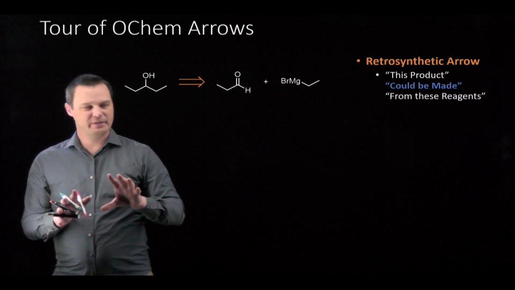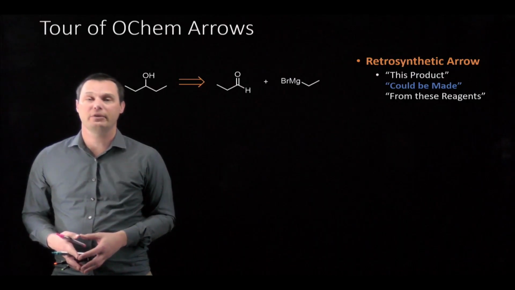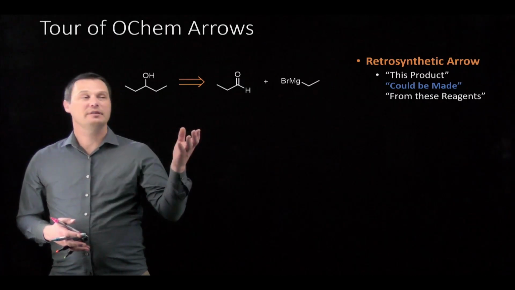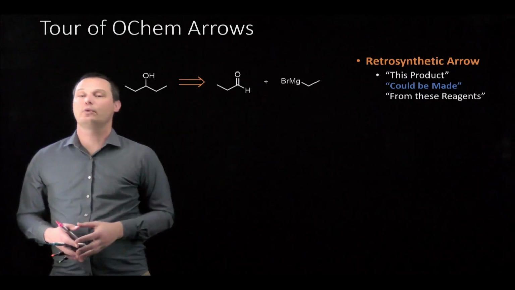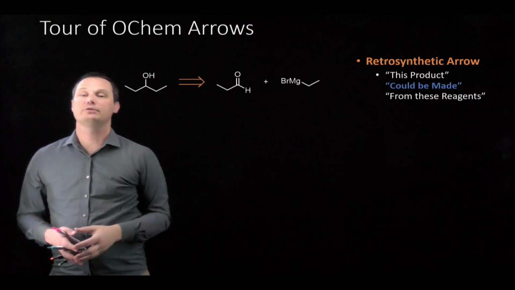From here on out, we're kind of in tier 2 territory. Still important arrows, but we won't see them quite as often as the other arrows. The retrosynthetic arrow is a very important arrow in organic synthesis. The retrosynthetic arrow allows us to think backwards in organic chemistry, where the product is on the left side of the arrow and the starting materials are on the right side of the arrow.